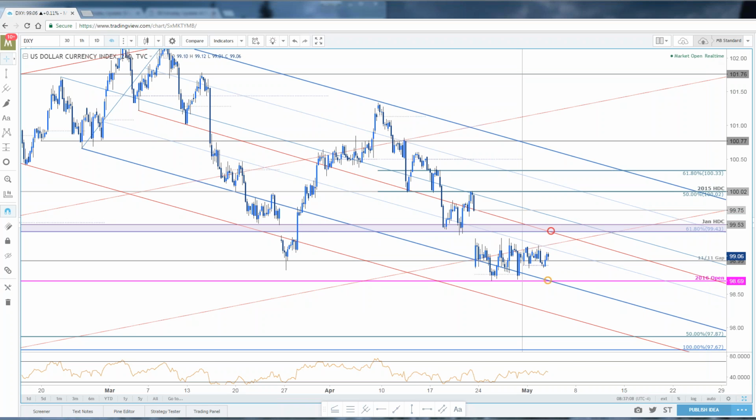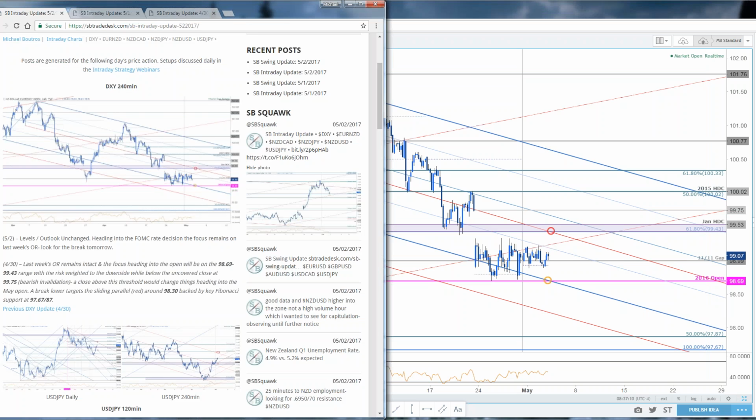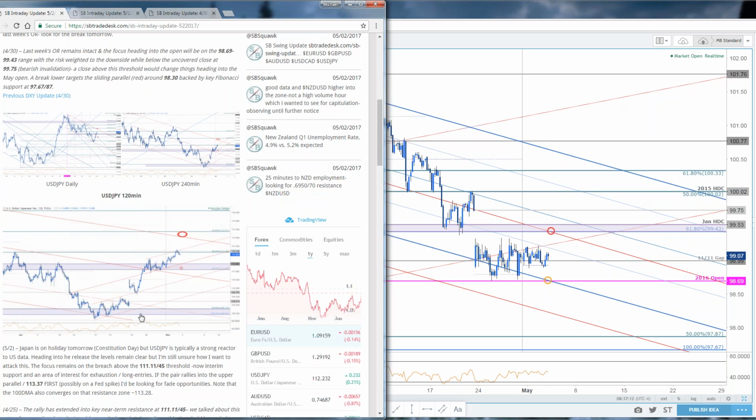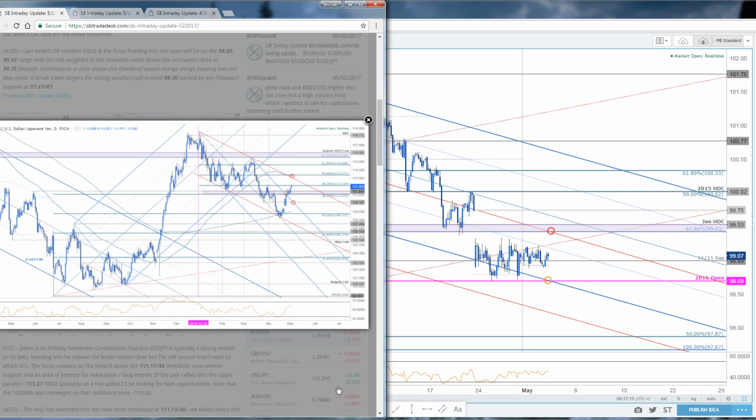Number two from last night, let's go over the dollar yen. Like I said, it's a holiday in Japan for today's Constitution Day, so I don't want to necessarily get too aggressive on this, but because of the relationship with yields, dollar yen tends to be a very strong reactor to U.S. data. So a quick look at this chart.